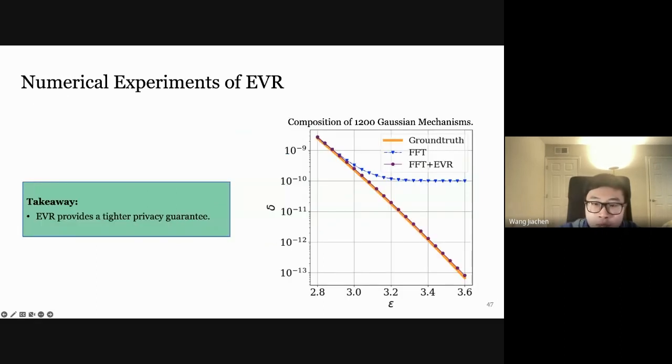And to illustrate the advantage of the EVR paradigm compared with directly using a strict upper bound for privacy parameters, we take the current state-of-the-art DP accountant, the FFT accountant, as an example. Recall that the original FFT method will provide a vacuous bound when the ground truth delta is small, which is the blue curve here. By using the EVR paradigm, we can safely use the privacy parameter estimate instead of the strict upper bound, which is much tighter.